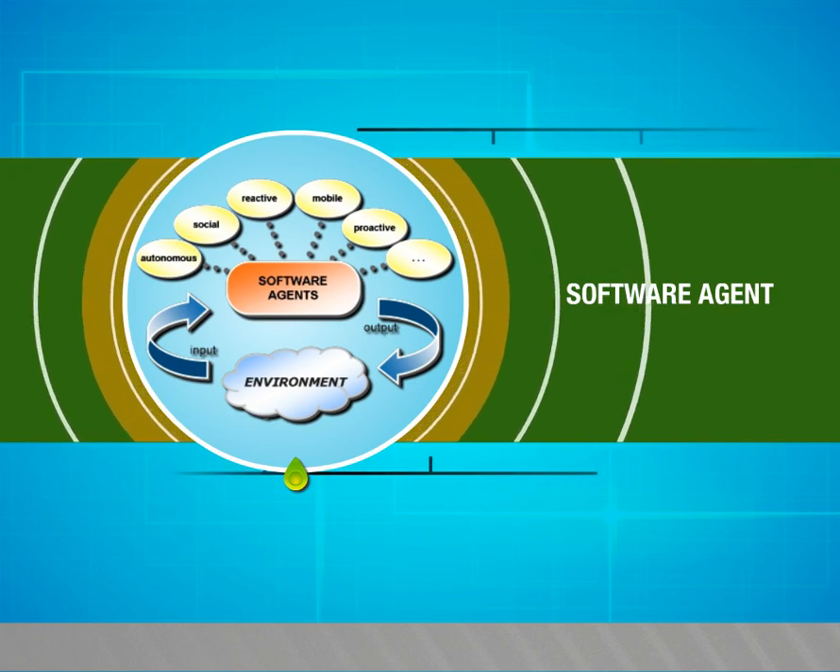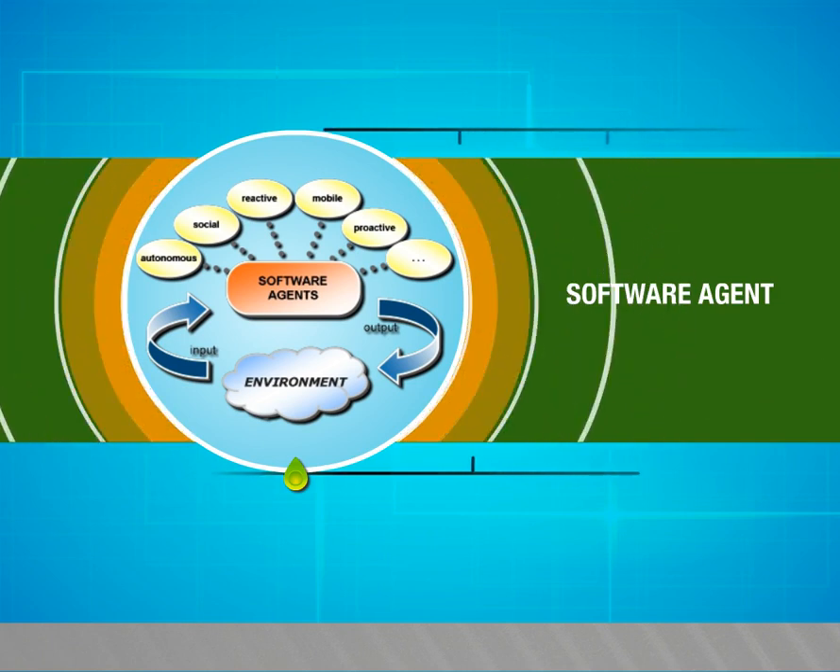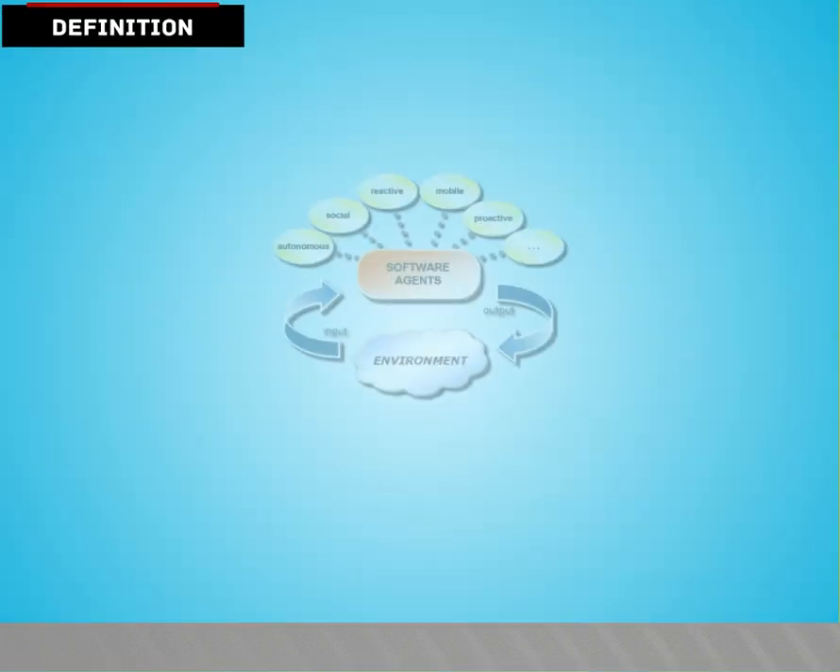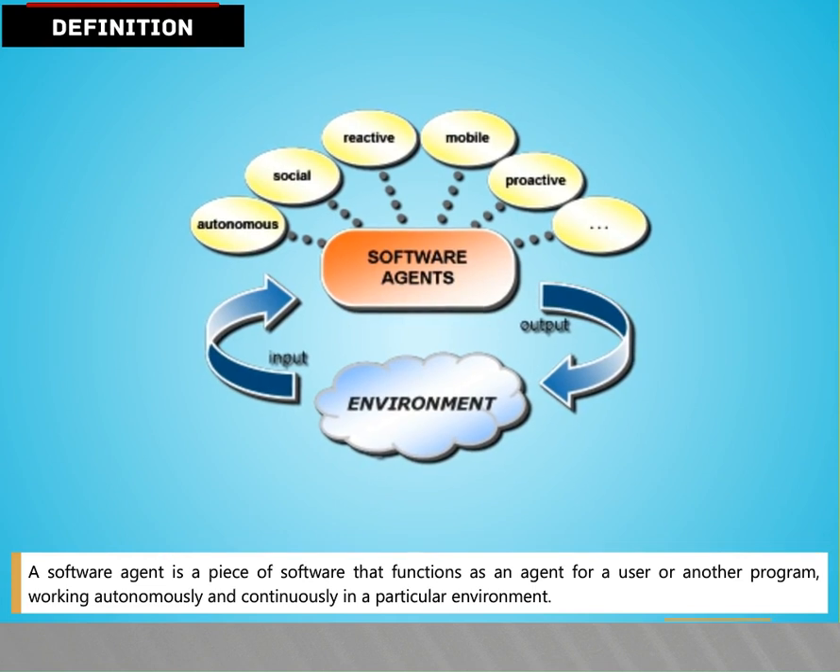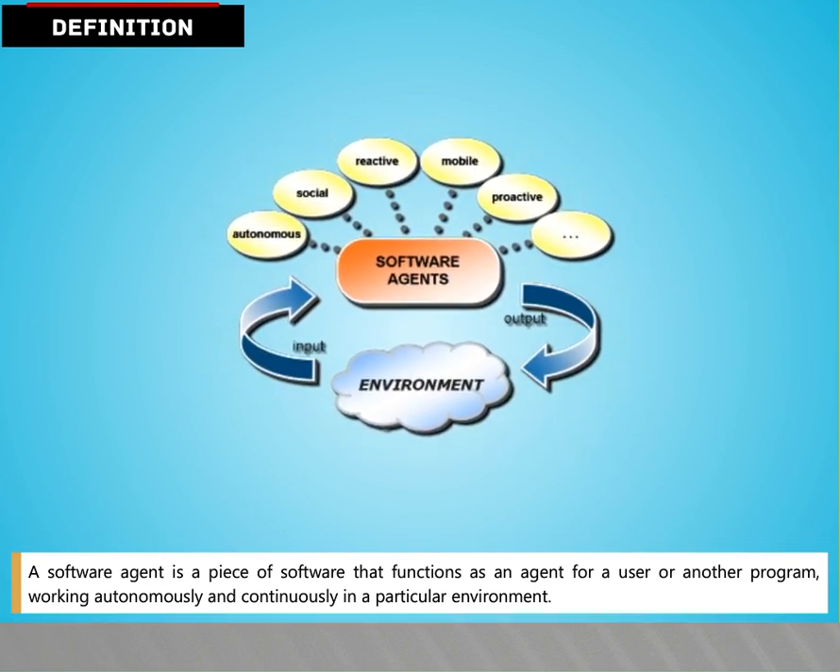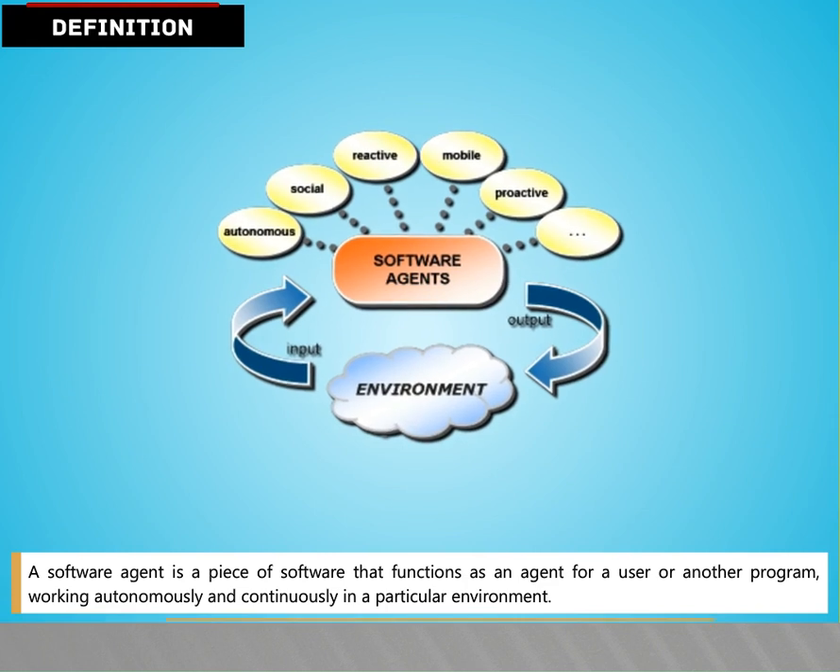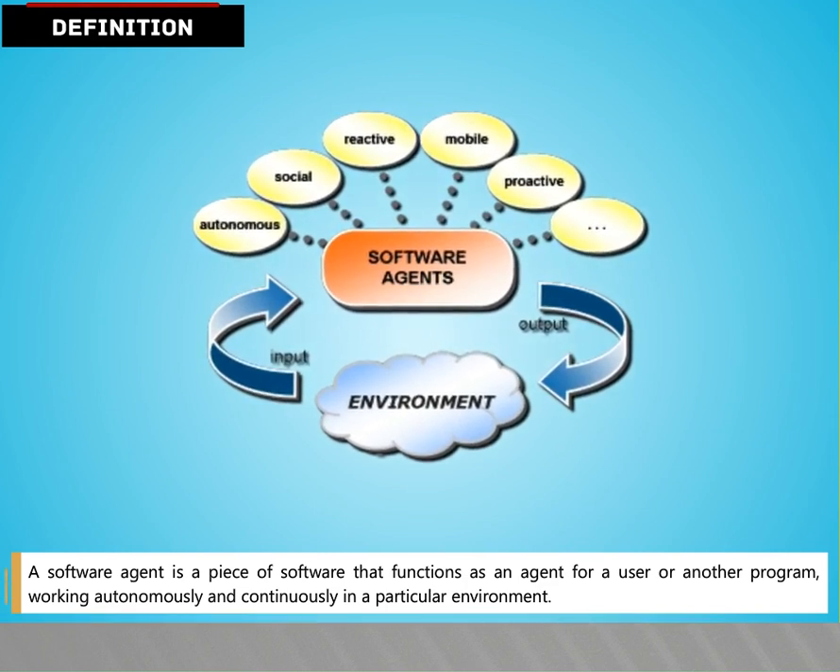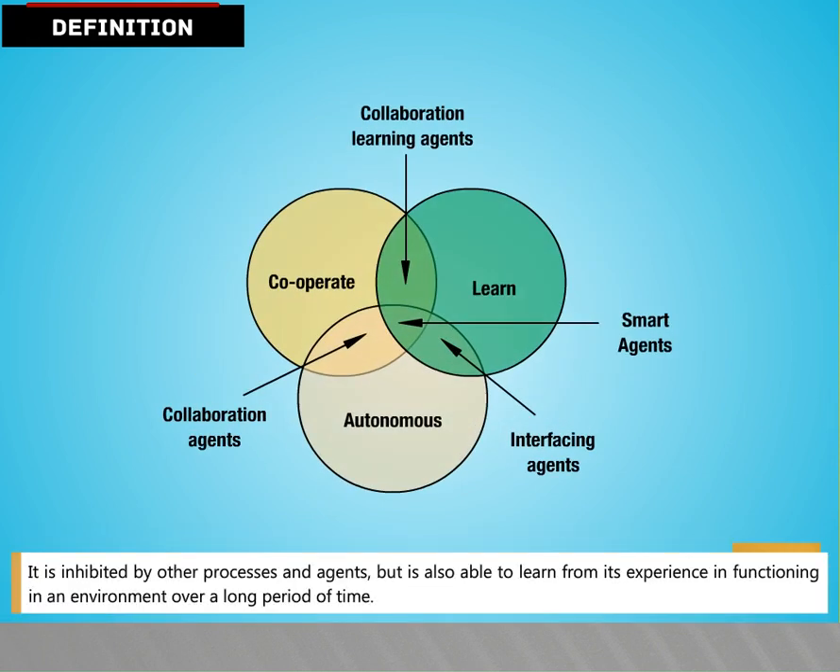Software agent. In this video, we are going to see about software agent. Definition: a software agent is a piece of software that functions as an agent for a user or another program, working autonomously and continuously in a particular environment. It is informed by other processes and agents, but is also able to learn from its experience in functioning in an environment over a long period of time.